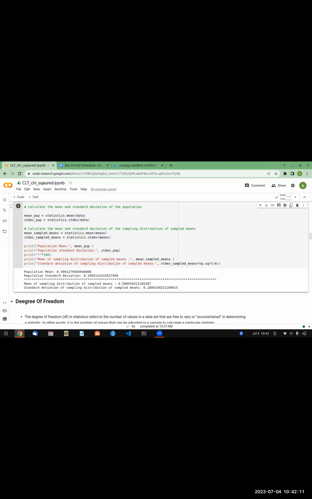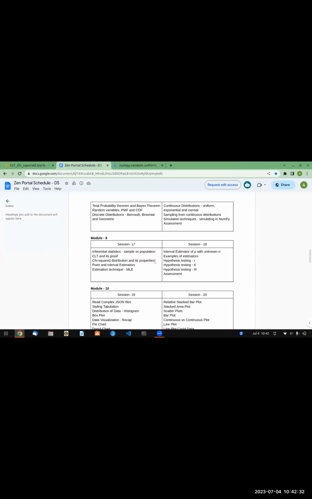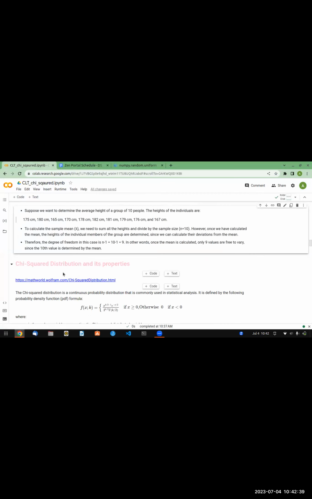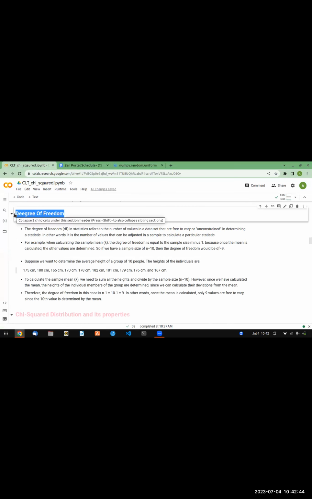Now if this is clear, there is another concept called degree of freedom, guys. Why are we discussing degree of freedom? Because we are going to use this concept in another type of distribution, like normal and exponential, called the chi-square distribution. To understand chi-square distribution, you have to understand a concept called degree of freedom.